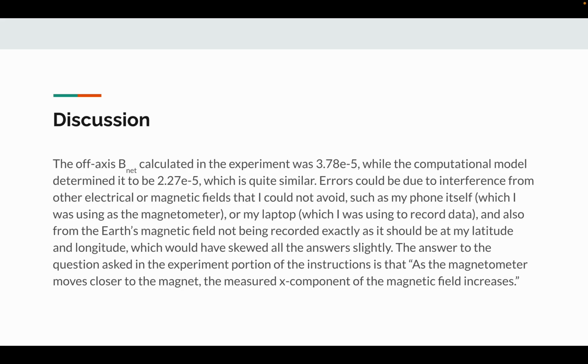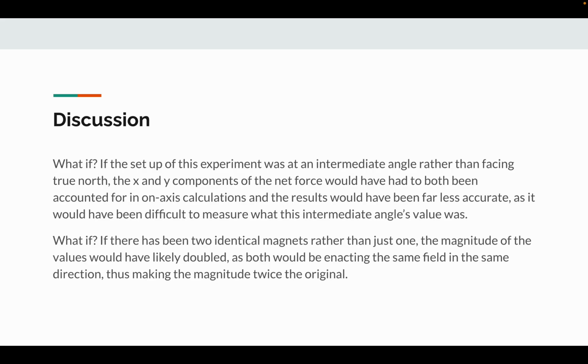The answer to the question asked in the experiment portion of the instructions is that as the magnetometer moves closer to the magnet, the measured x component of the magnetic field increases. So discussion. My first what if answer is that if the setup of this experiment was at an intermediate angle rather than facing true north, the x and y components of the net force would have both had to be accounted for in on-axis calculations, and the results would have been far less accurate, as it would have been difficult to measure what this intermediate angle's value was.